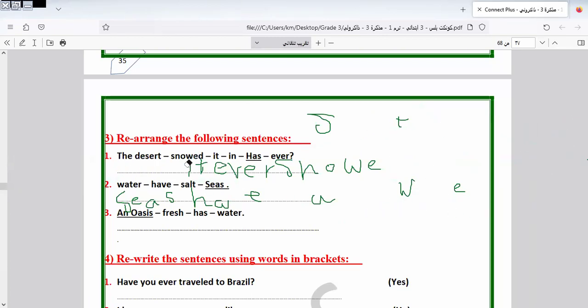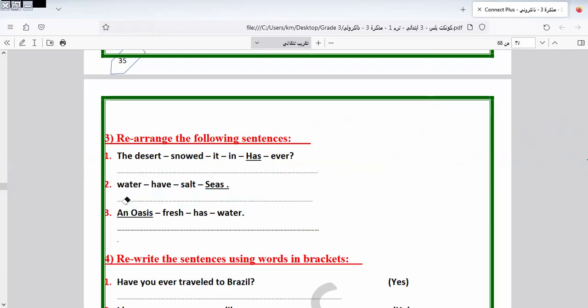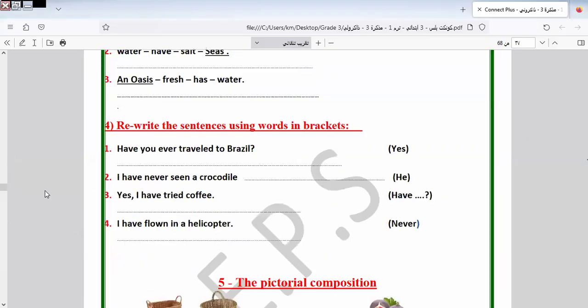Let's continue the rest of the exercise here, because here we have only one unit, and with this unit we will finish revising your book, Connect Plus. Here we have: have you ever traveled to Brazil? So it will be yes, I have. Yes, I have.